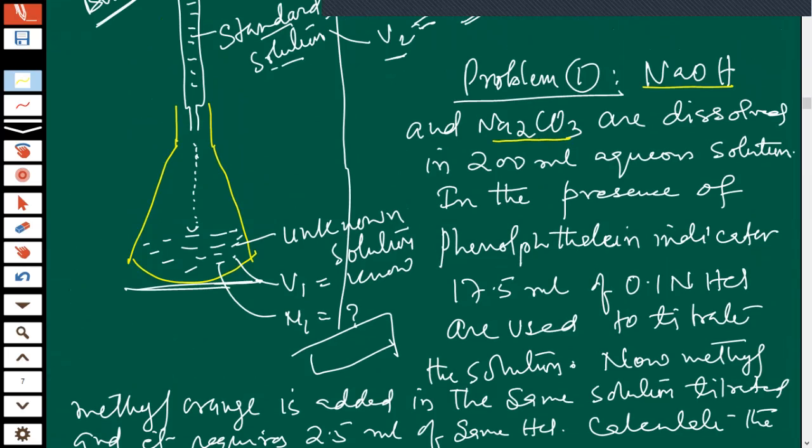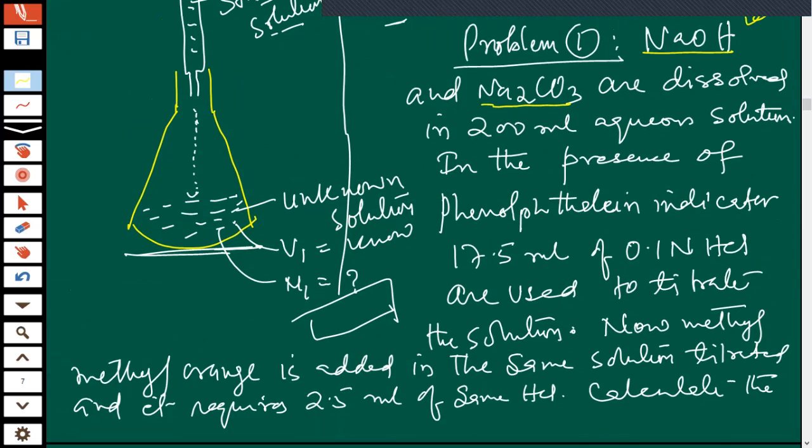Who will react first? Tell me. Sir, NaOH. NaOH and half of Na2CO3, right? Yes, sir. Okay. They are present in how many volume? 200 ml. Okay.